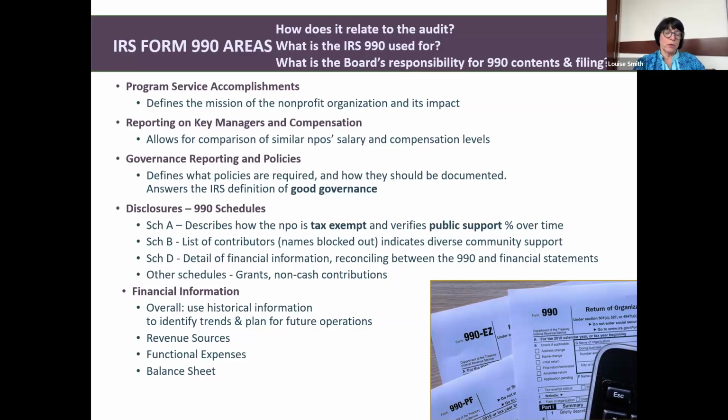Schedule B is that contributors schedule that I mentioned. Schedule D provides more financial information and reconciles between the actual audited financials and the 990.